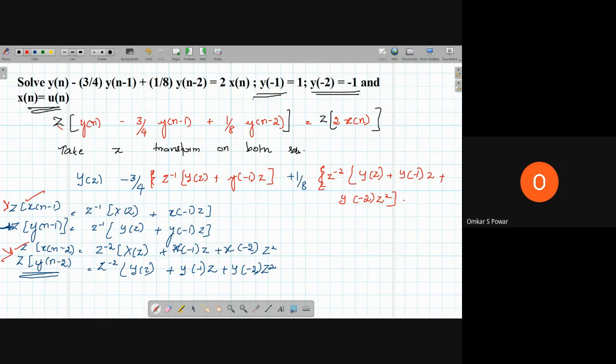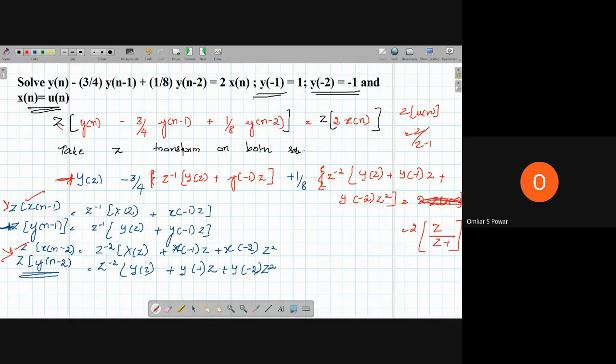So right hand side, what we have, z transform of 2 into x of n, that is nothing but 2 into z transform of x of n. So you know your x of n as u of n. So z transform of u of n is what? z by z minus 1. So 2 into z by z minus 1. So now I have given you the left hand side equation and I have given you right hand side equation.